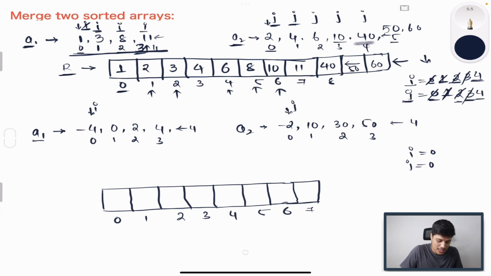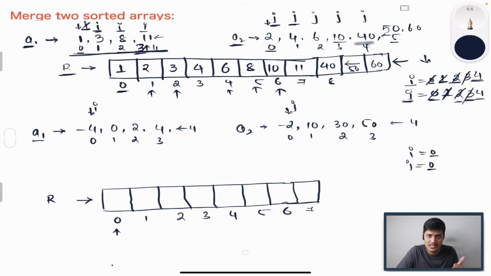Now the value that needs to be filled in the resulting array is at the 0th index. That we will also keep track of in some other variable, so that we can directly fill that value either from array 1 or array 2 into the resulting array that we have created. Now the values at the ith index and jth index are both available at the 0th index, and we need to compare them. So -4 and -2 we will compare.